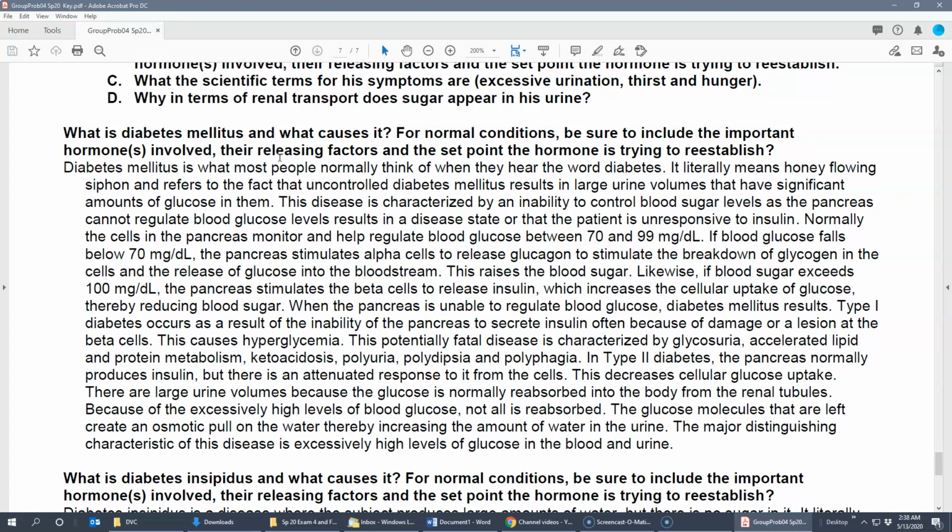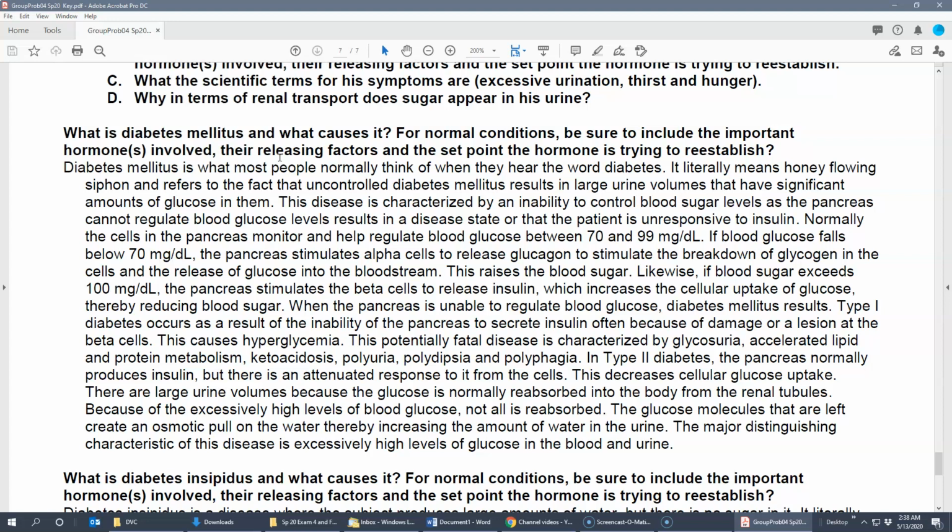It's characterized by glycosuria, that means sugar in the urine. Because we can't use glucose for energy, we have accelerated lipid and protein metabolism. That can cause something called ketoacidosis, where you make these keto acids, which increase the hydrogen ion concentration and decrease pH. You get polyuria, that's because you pee a lot.